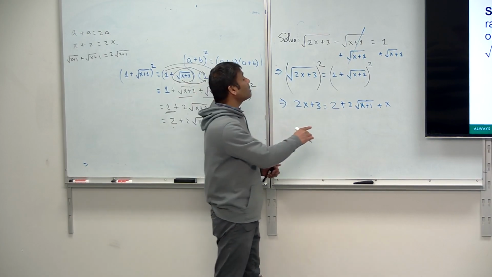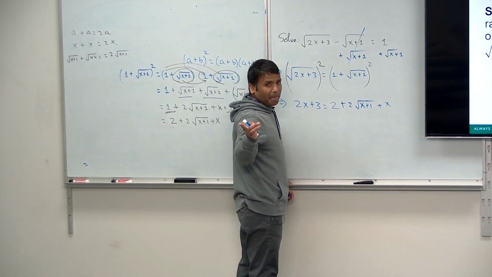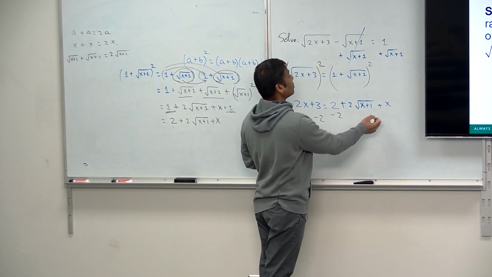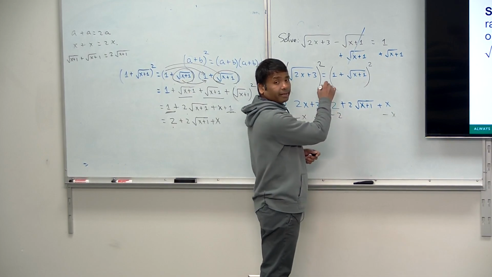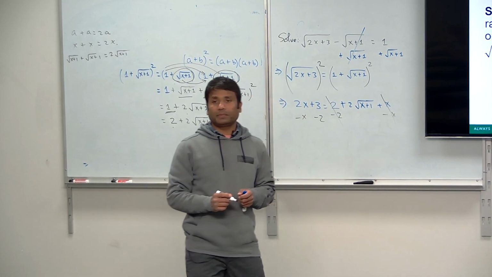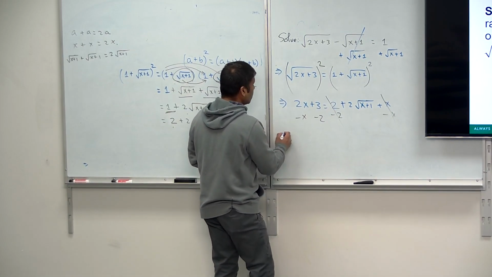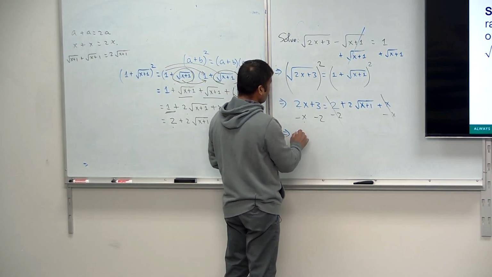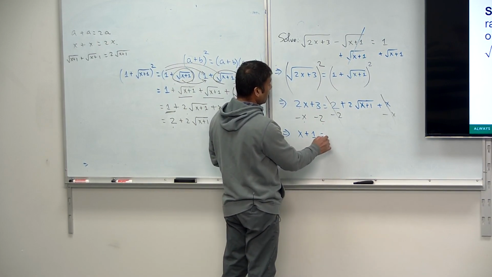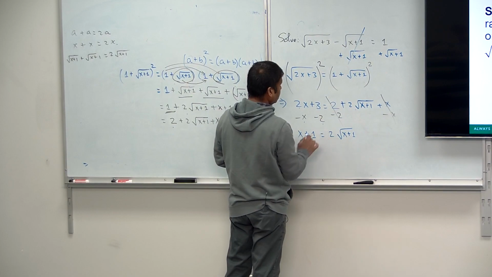We need to keep this on the right side. You have to move this to the left side. Does that make sense? So you subtract 2 from both sides and you subtract x from both sides. Are you guys with me? Right? Cross them out. Okay? So now, what is 2x minus x? X, right? What is 3 minus 2? 1. Equals to, you have 2 times radical x plus 1. This 2 times this here.